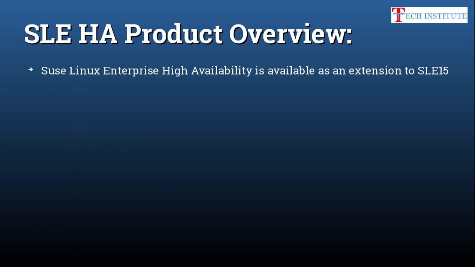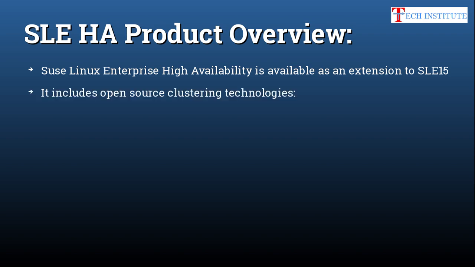So for the product overview, we can say that SUSE Linux Enterprise High Availability is available as an extension to your SUSE Enterprise Linux, either 12 or 15. For both of them, it is available as an extension, and it includes open source clustering technology with well tested, well used and well known packages like Pacemaker and Corosync. So these two are the main heart of your SUSE high availability cluster. Pacemaker is for resource management and Corosync is for internal communication.